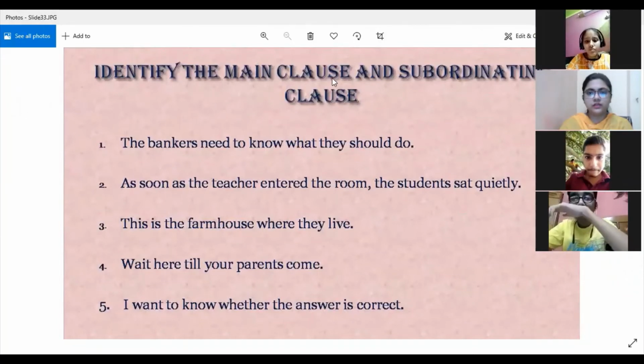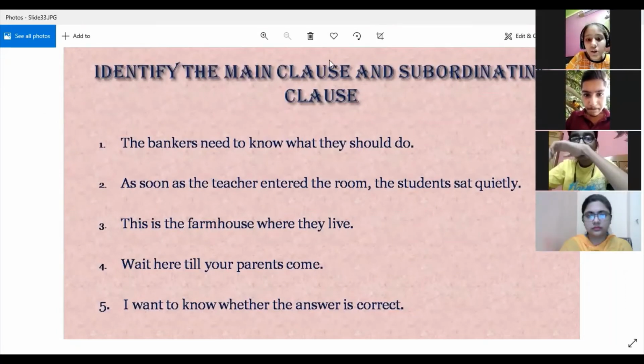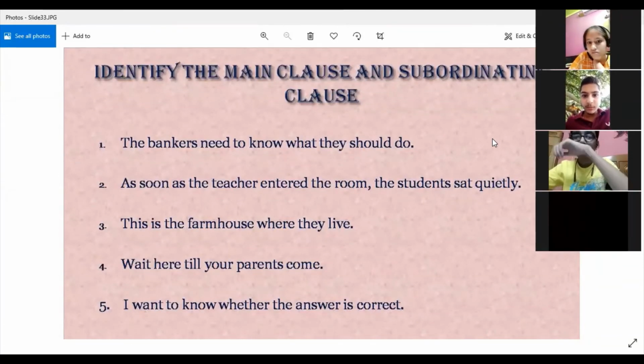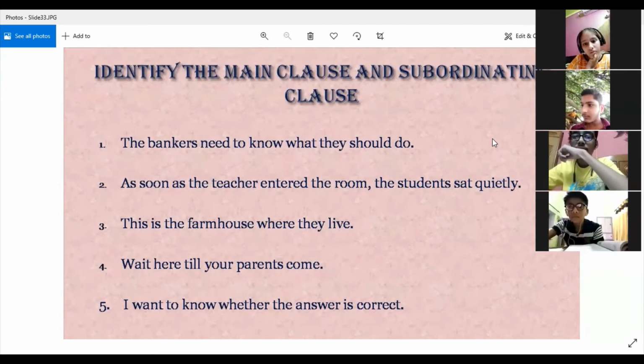Yes, Divyanshi, the first one. Ma'am, the main clause in the first one is the bankers need to know, and the subordinate clause is what they should do. All right. Next. Yes, Arav. Ma'am, as soon as the teacher entered the room is the subordinating clause, and the student sat quietly is the main clause. Very good. Next, this is the farmhouse where they live. Ma'am, this is the farmhouse is the main clause. Where they live is the subordinate clause.